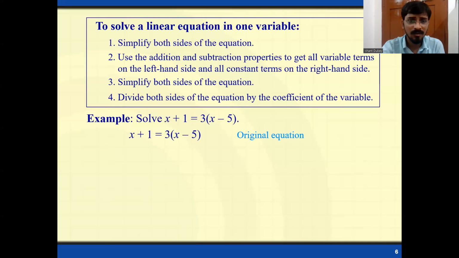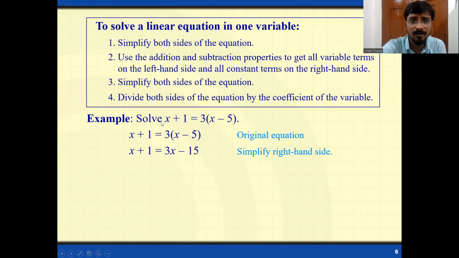Okay, so this is my original equation. Now what I will do is multiply. In order to find the solution for the given equation, first we have to simplify. So we have to open this parenthesis, right? This 3 is in multiplication, so it will go inside. The parenthesis will get opened. So 3 into x is 3x, and 3 into 5, with the minus sign, is 15. So that is what you are getting: 3x minus 15.